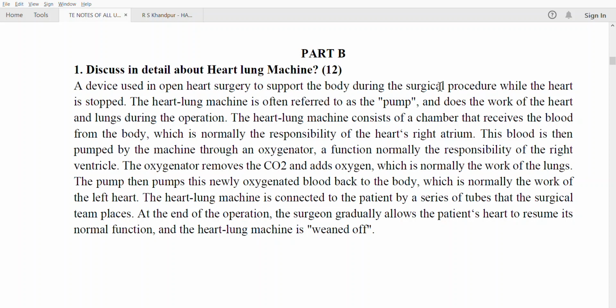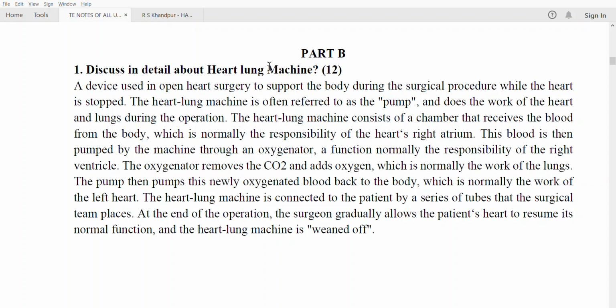The heart and lung machine is often referred to as a pump, as it does the work of the heart and lungs during the operation. So it does two things. One is the pump, and another is purification. The pump is called a pump here, and the purifier is called the oxygenator.